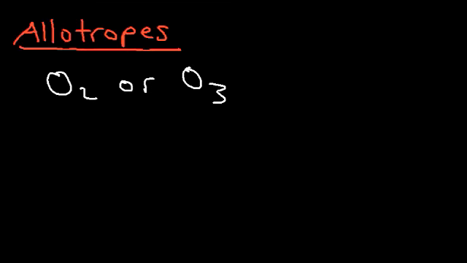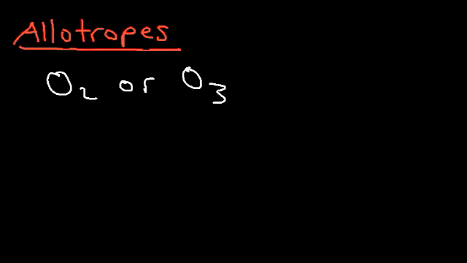O2 is the oxygen gas that we breathe in. O3 is actually toxic for us. That's ozone. That's found in the upper atmosphere of our planet. And so these two different forms of oxygen, they have different chemical properties. One is toxic for us, and one is essential for us to survive.